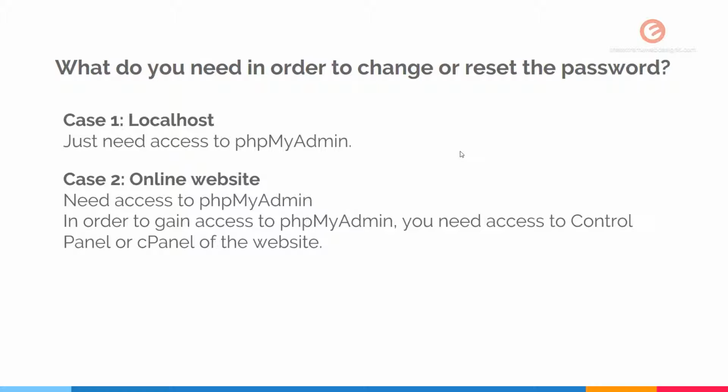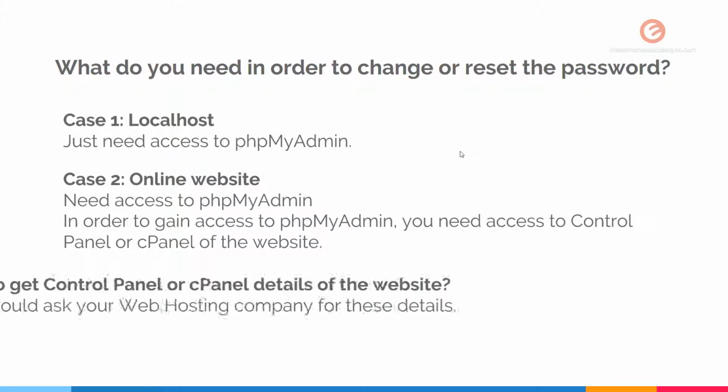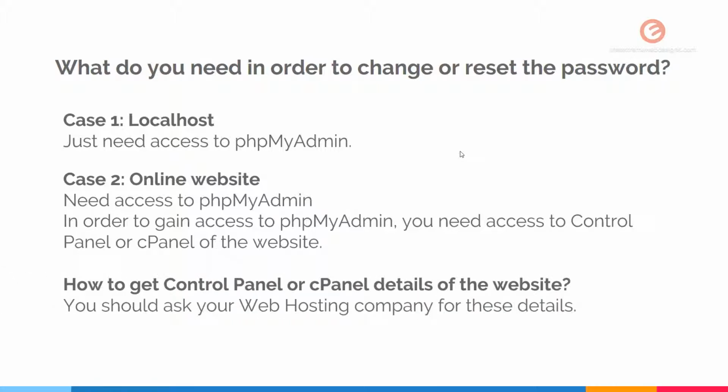So once you log in into the control panel of your website, you will be able to find a section called databases or something relevant on those lines, and you'll find an option that says phpMyAdmin. Just click on that icon and that will launch the phpMyAdmin section for accessing and administering the database. So you might have a question now: how to get the control panel or cPanel details of your website?